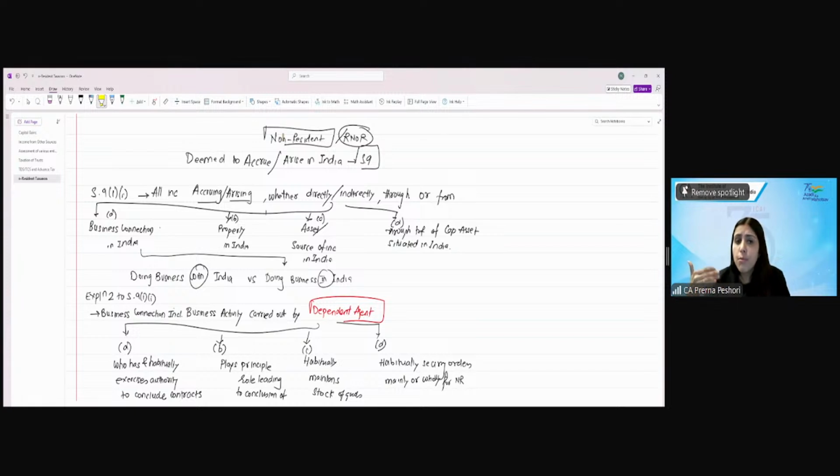Now, what do we mean by deemed to accrue or arise in India? So section 9 talks about it. Section 9(1)(i) says all income accruing or arising, whether directly or indirectly, through or from the business connection in India. What do we understand by the term business connection? Yes, can anybody explain to me what is the business connection?